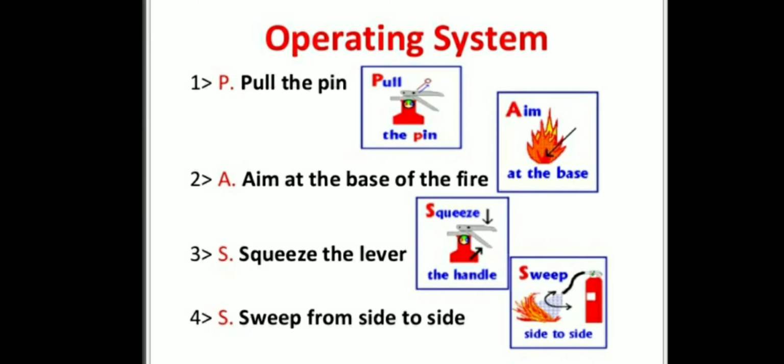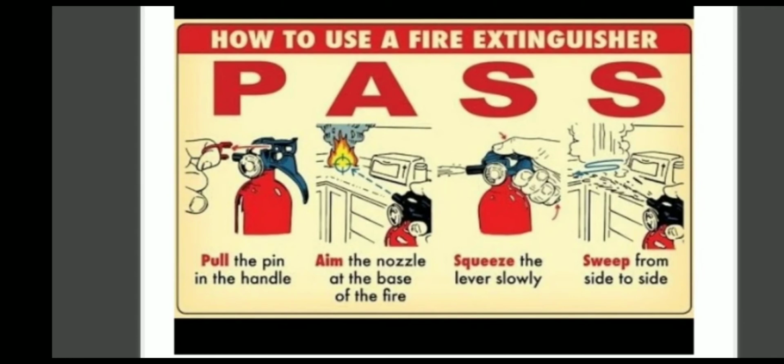Number 4, sweep from side to side. We have to make a kind of 8. Understand? When there's a fire, we have to sweep it, not point at one place only and extinguish while keeping others. No, we have to sweep it like making an 8. You can imagine, you just raise your finger pointing towards the wall and make an 8. Horizontally make 8. So it will cover the maximum surface. Fire will get extinguished.